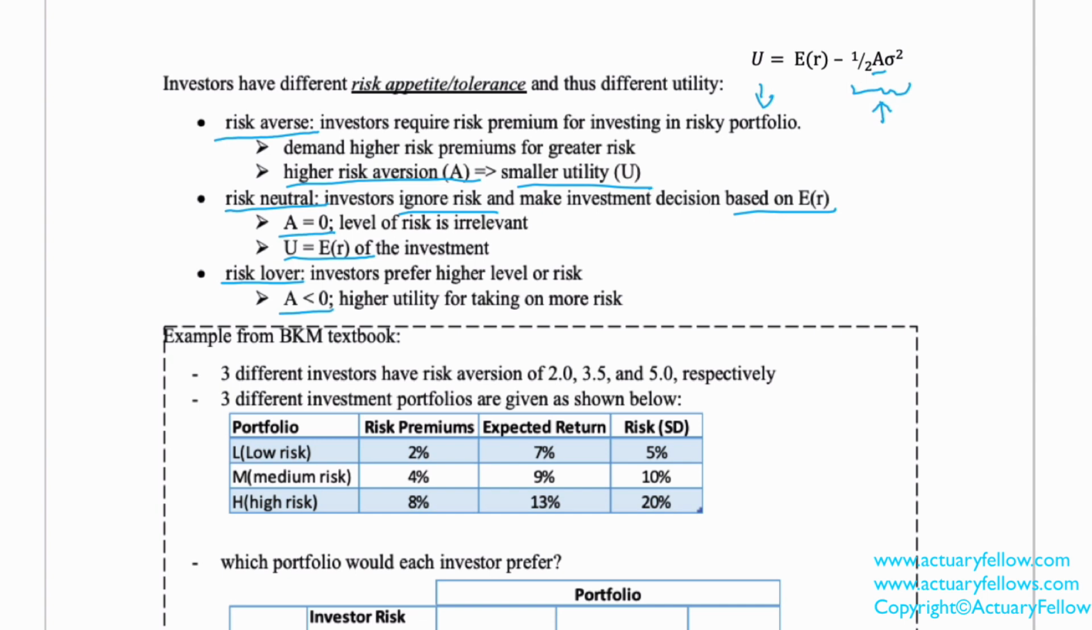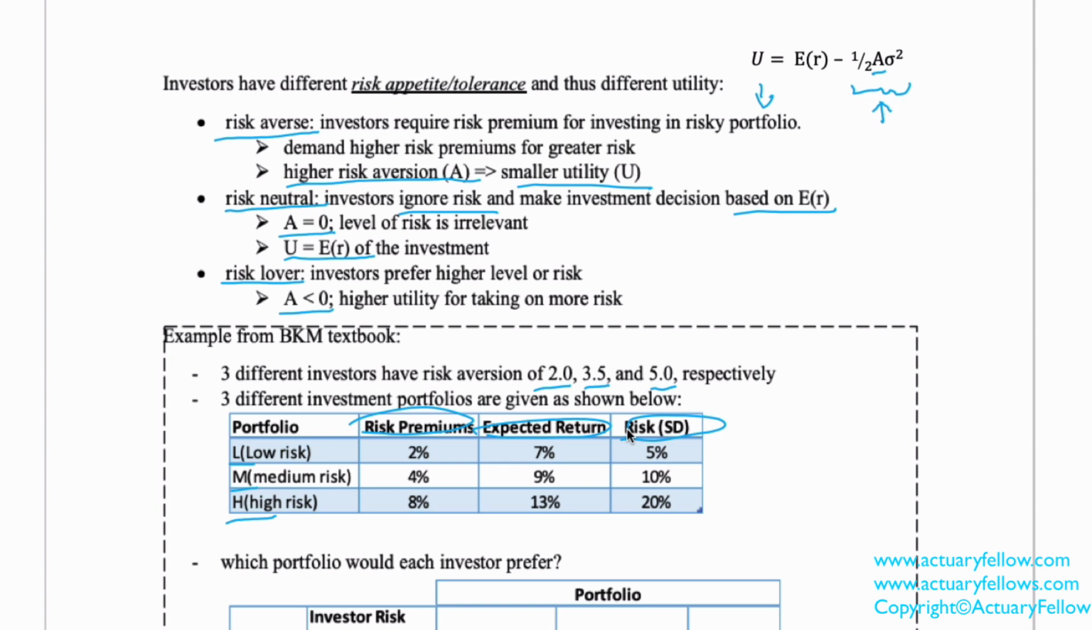Let's take a look at a numerical example. We have 3 different investors with 3 different risk aversion: 2, 3.5, and 5. In the table, we are given 3 different portfolios from low risk to high risk. For each portfolio, we are also given risk premium, expected return, and the standard deviation. Risk premiums are the excess returns above the risk-free rate. Another name for risk premium is excess return.